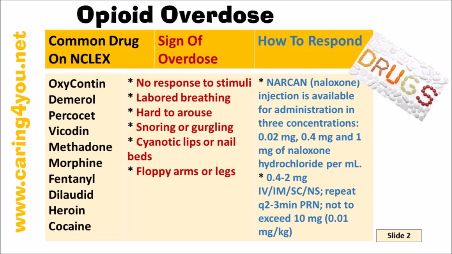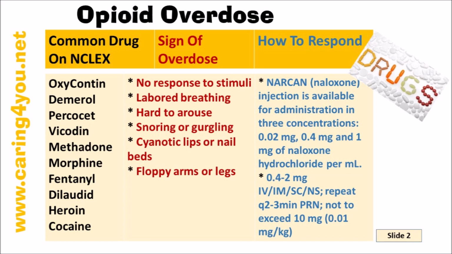Nursing students, the Narcan comes in injection. It comes in IV for those of us who use it in the hospital. It comes in subcutaneous, and it also comes in nasal spray. For those of you at home, you're going to have the IM injection and the nasal spray. I'm not really familiar with what's in the Narcan kit. I only know what I know for the NCLEX and for the hospitals. So nursing students, Narcan comes in three concentrations: 0.02 milligrams, 0.4 milligrams, and 1 milligram per milliliter. Again, I'm not sure what's in the Narcan kit.